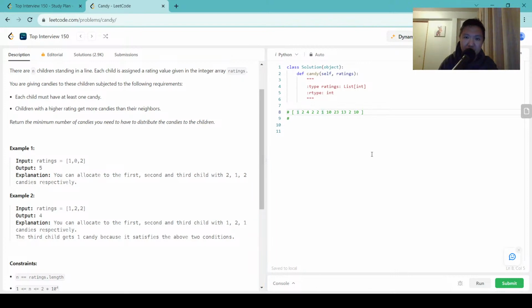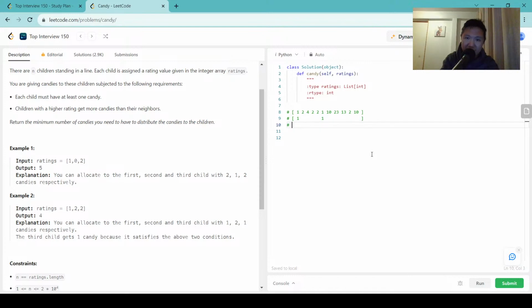Okay, let me see. 1, 2, 4, 1, 1. Okay. So my first instinct is to sort these children by their ratings. So that will give me this guy is 1. This guy is also 1. Sort the children by their rating. And then we will start with the people with the lowest rating and give them all 1s. So they have to be 1s, right? This guy has to be 1. This guy has to be 1 because 1 is the minimum.